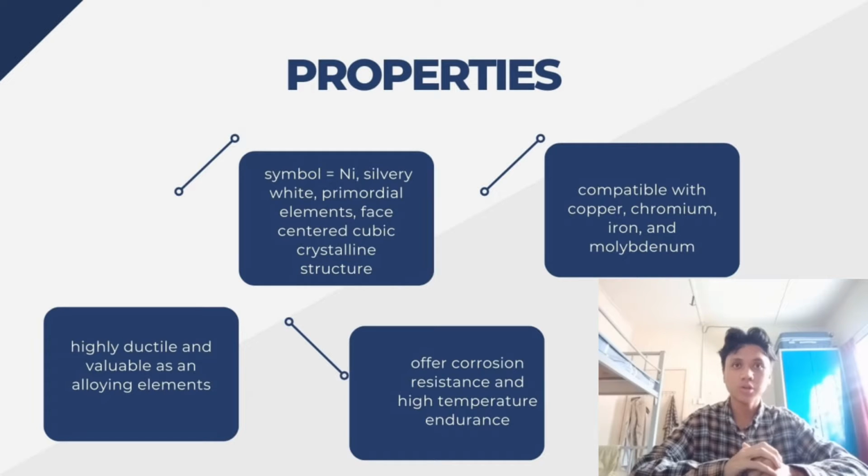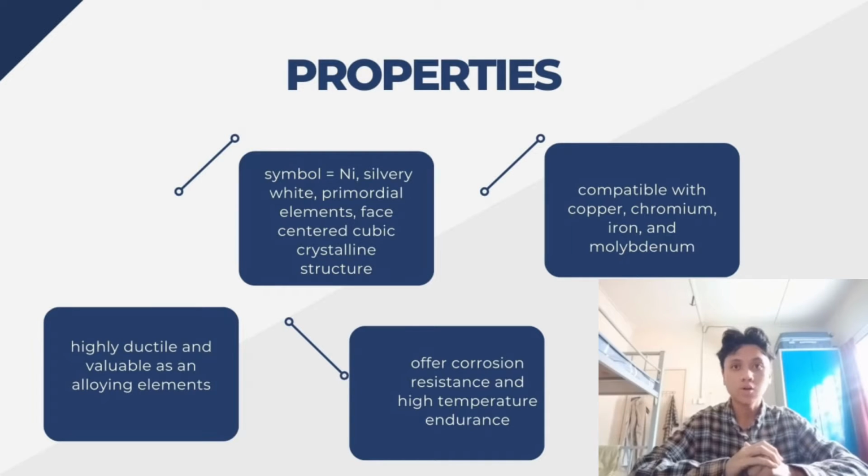resistance and high temperature endurance, making them ideal for use in chemical plants where exposure to corrosive substances may be expected. Nickel, whose chemical symbol is Ni, has a silvery white appearance and is a primordial element with a face-centered cubic crystalline structure. It is magnetic at room temperature and has a Curie temperature of 253 degrees Celsius.